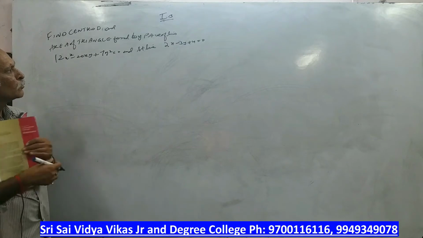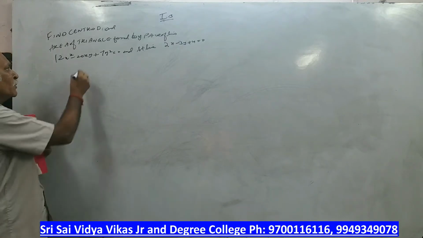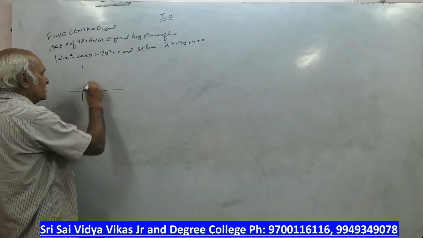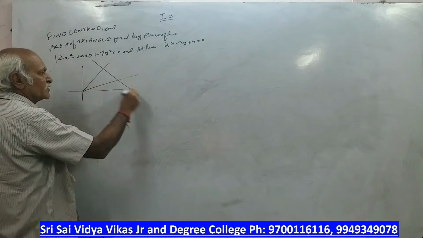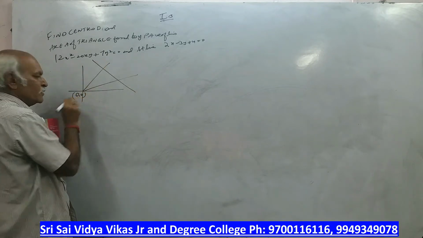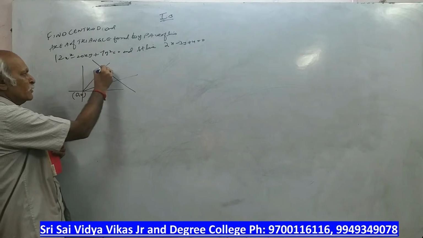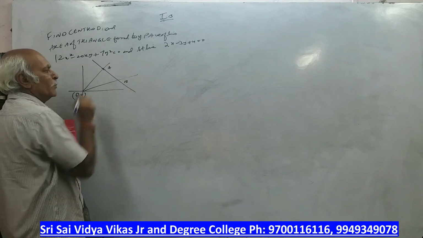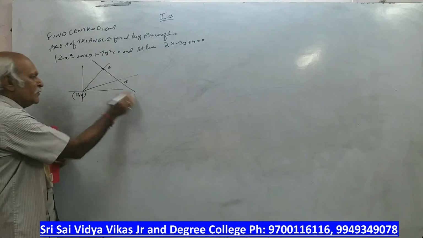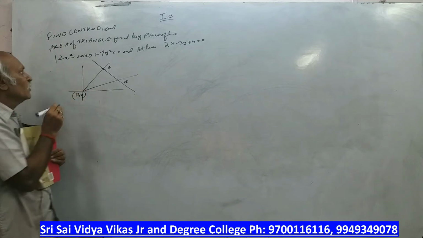This is a pair of lines and this is a straight line. So this is the origin, one point is 0 comma 0. You have to find the A point and the B point. This is the line given. This is the origin, we know always.